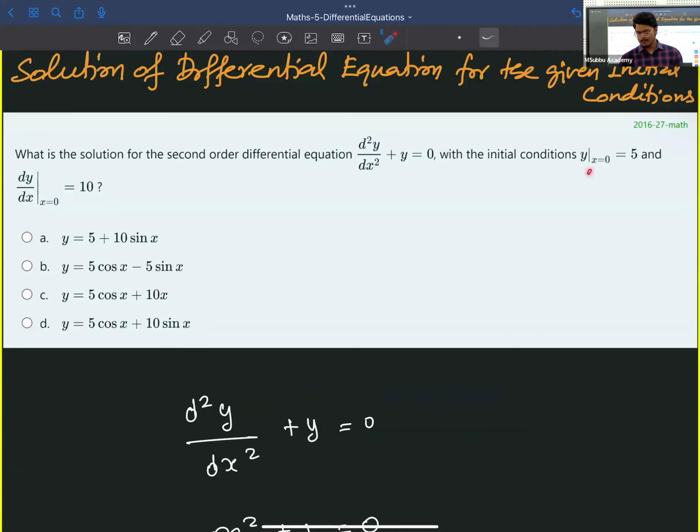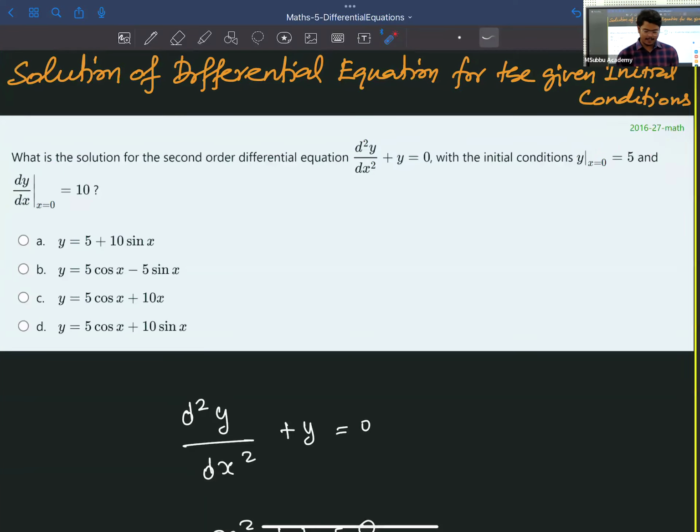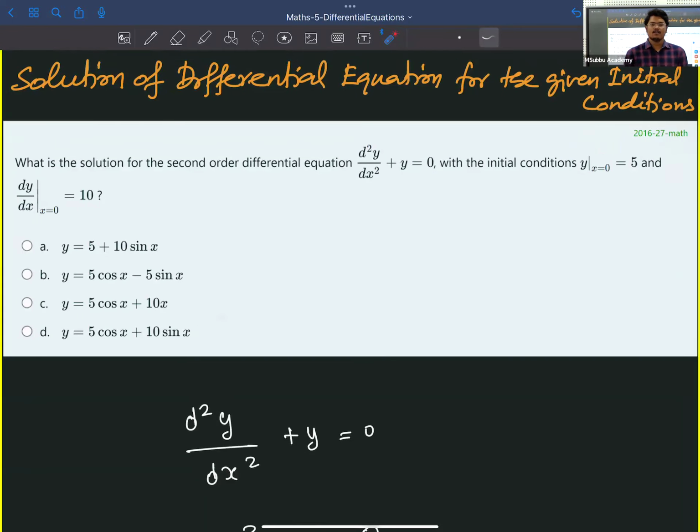See, when they have given you conditions like this, y of 0 is equal to 5, y dash of 0 is equal to 10, then you must know that you have to find the integral constants for this differential equation and find the answer. If you have any doubts, you can just ask me.